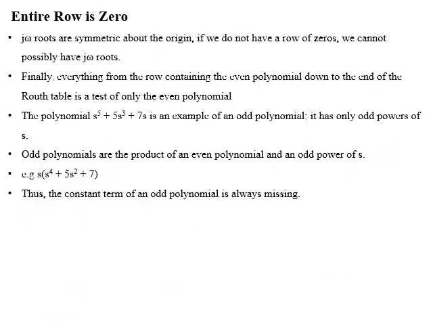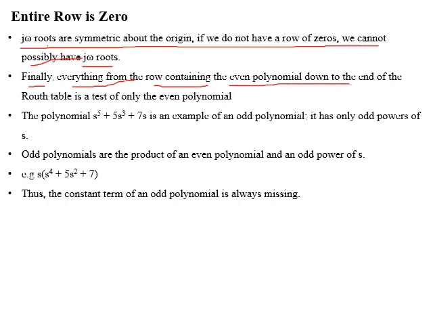Dear students, now we will further study about even polynomial. The j omega roots are symmetric about the origin. If we don't have any row of 0, then possibly we don't have any j omega roots. Everything from row containing the even polynomial down to the end of the Routh table is the test of even polynomial.